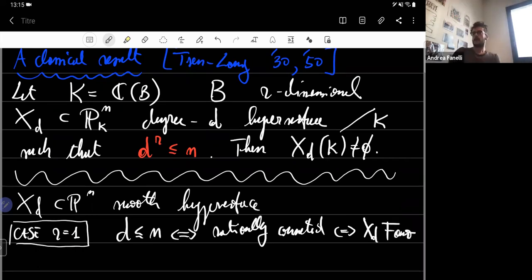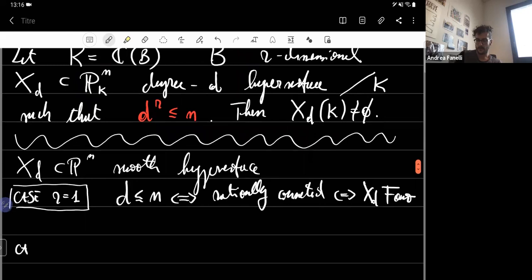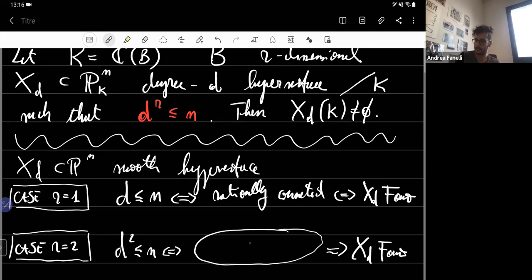So in a sense, we want to do one step further and look at the case r equal 2. So the numerical condition here is d squared less or equal than n. This certainly implies, and is stronger than, X_d Fano. And the question is, what do we put here? We are looking for a geometric way to interpret this numerical condition, d squared less or equal than n for hypersurfaces, in order to generalize it to all Fano varieties.